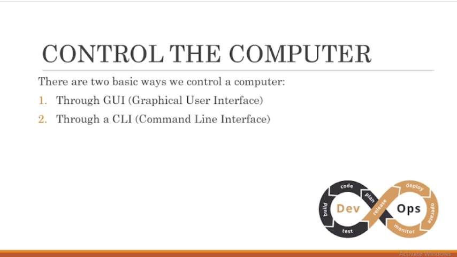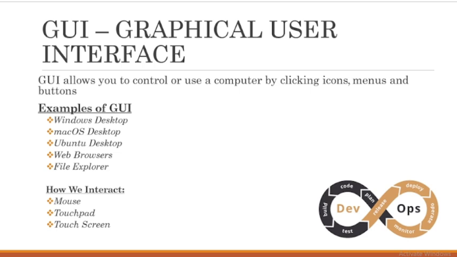Another way we control the computer is the command line interface. So we have two interfaces for controlling the computer: the graphical user interface and the command line interface, which we call CLI. We know the graphical user interface, and we have seen examples of it.